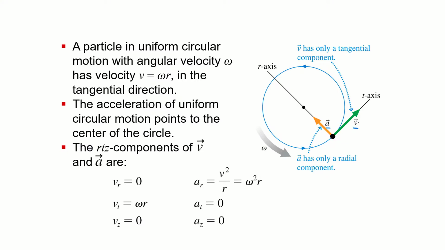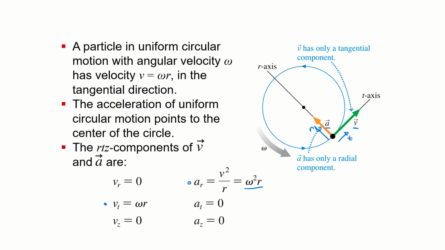So, if we have just some arbitrary object moving in a circle with some velocity v, at a constant speed and some acceleration towards the center of the circle. In that RTZ coordinate system, we have R towards the center of the circle, T tangentially, and then Z would be coming out of the page. We have the acceleration in the radial direction is v squared over R. That's our centripetal acceleration towards the center of the circle, or written in terms of our angular coordinate system, omega squared times R.